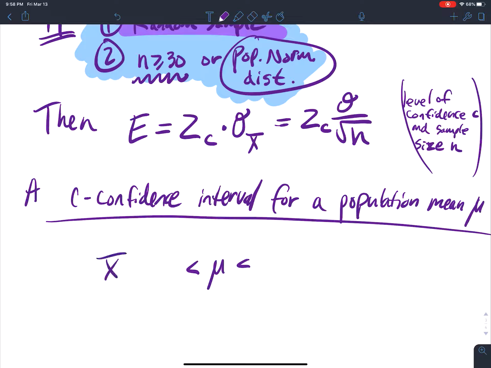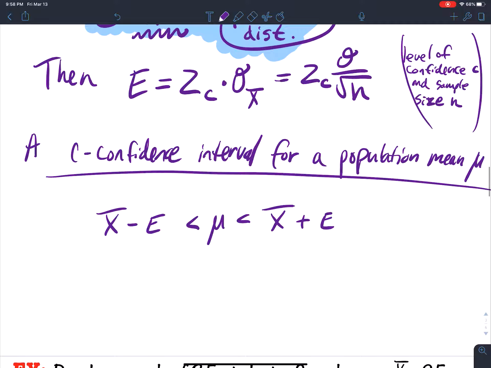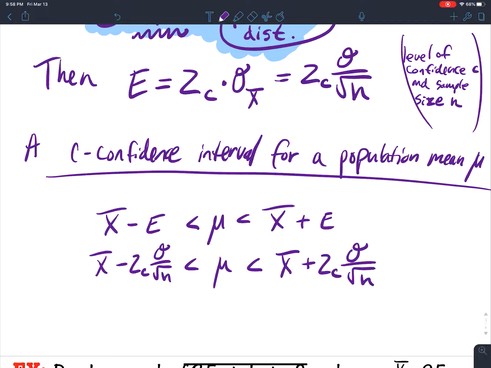It's between the point estimate minus the margin of error and the point estimate plus the margin of error. And what is the margin of error? That is Zc sigma over the square root of n. Okay? This is our formula, right?